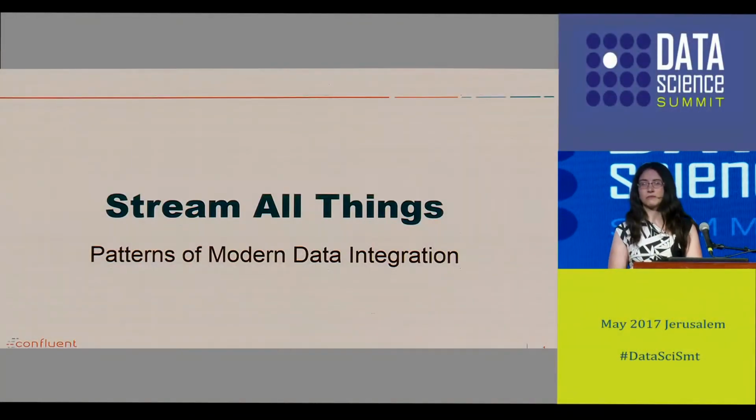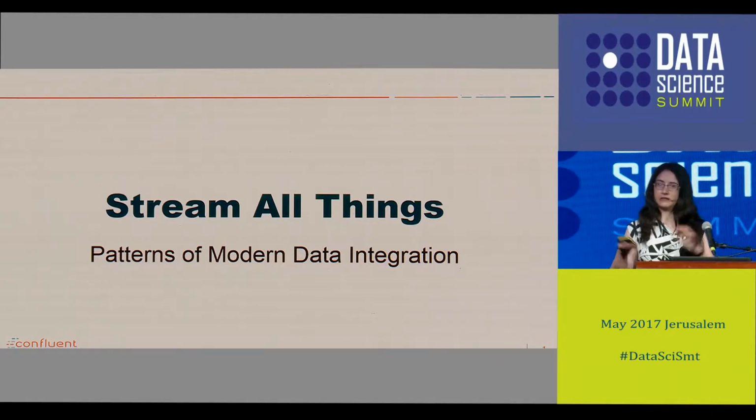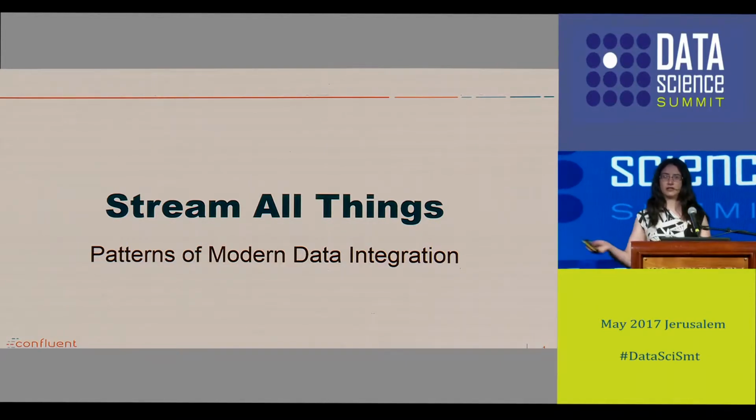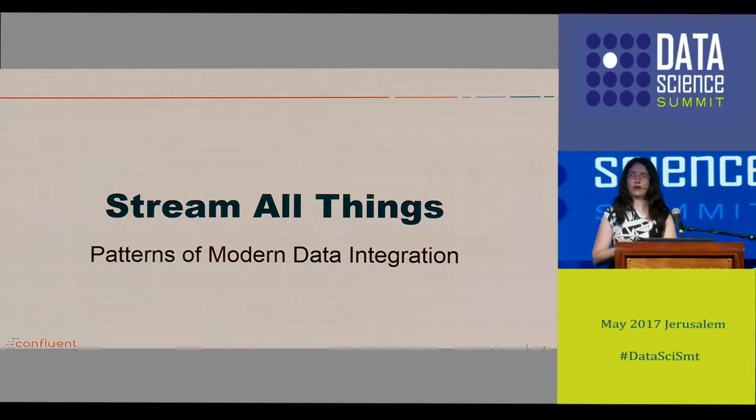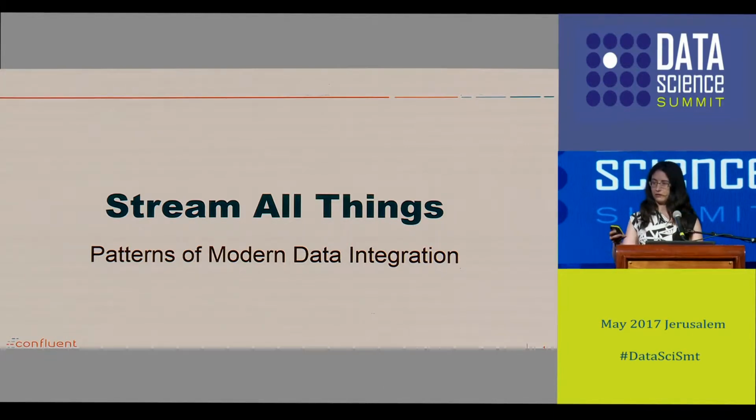Stream all things, modern data integration. Basically going to talk about how ETL changed and how it's related to stream processing, two of everyone's favorite subjects.